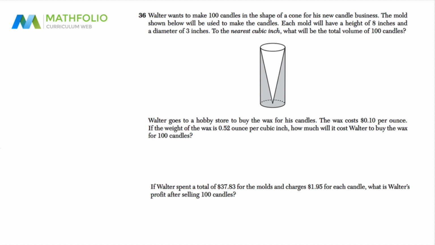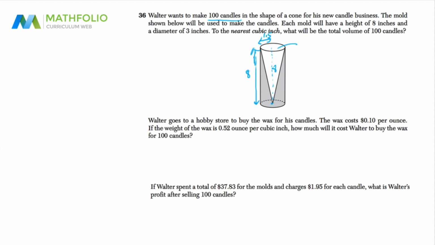So Walter wants to make 100 candles in the shape of a cone for his new business. The mold shown below will be used to make the candles. Each mold will have a height of 8. So that's saying that the height, which we could label outside or we could label inside, goes all the way down to the bottom, is 8. So all of this distance on the outside is also 8 inches. It says, and a diameter of 3, so that means that the radius is 1.5, just dividing by 2.